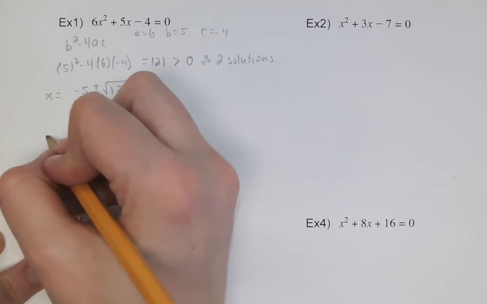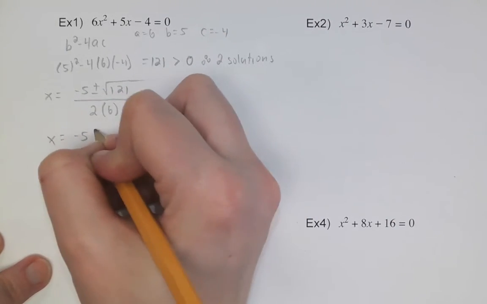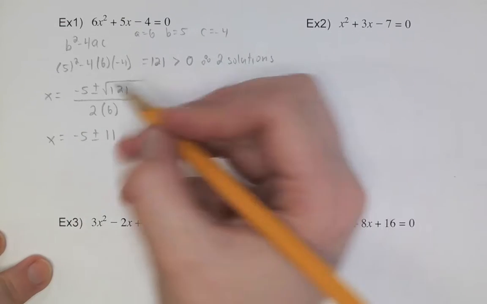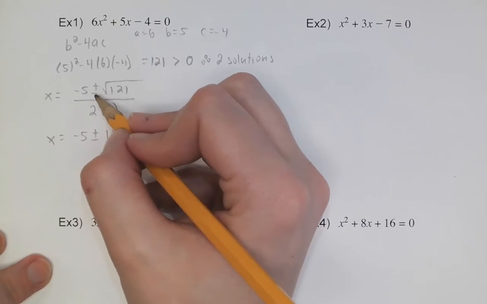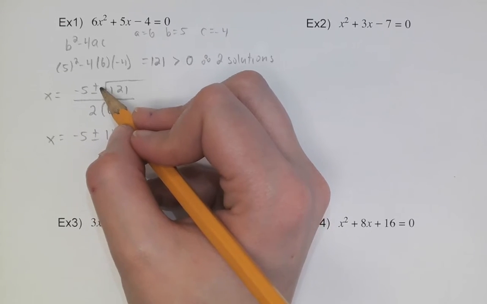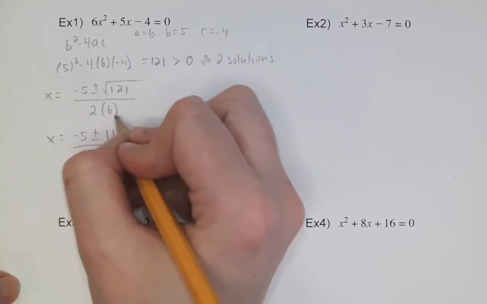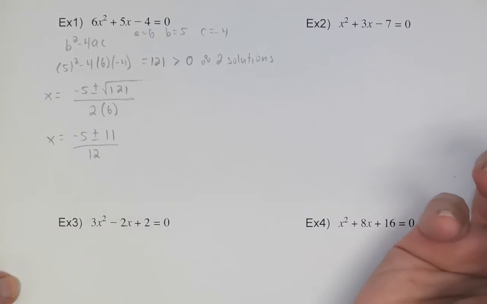Okay, now we're going to simplify piece by piece. The square root of 121 is 11. And the beauty of this formula is that it already has the plus and minus built into it, because it knows you're taking a square root and you need the positive and negative answers. And then this would be divided by 12.